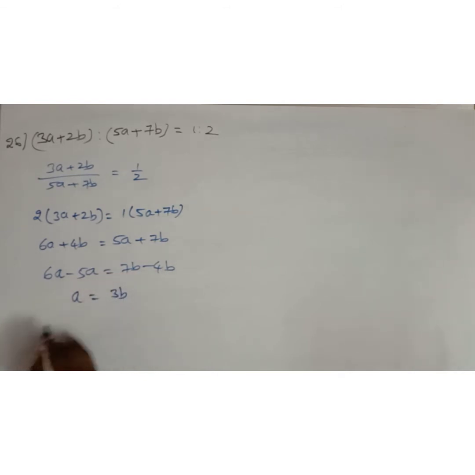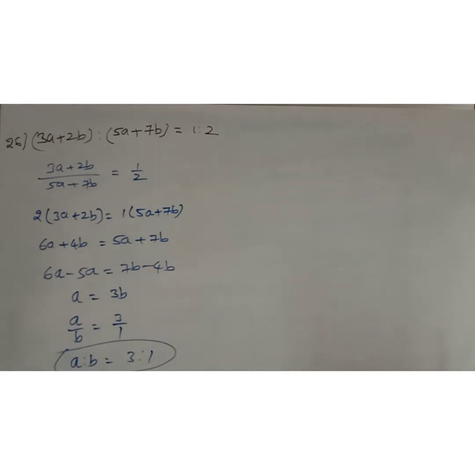Now I am bringing this b to left side. A by b is equal to 3 by 1 indirectly. Now a by b means a is to b is equal to 3 is to 1. They asked to find the ratio of a is to b. A is to b is equal to 3 is to 1.